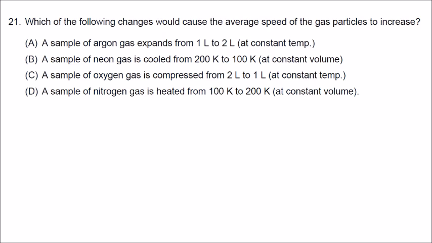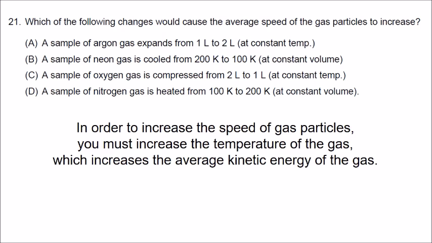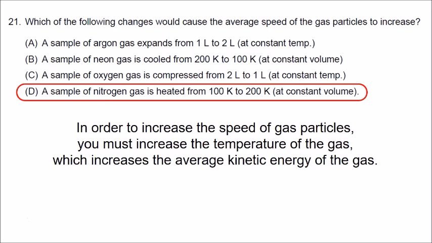Number 21. Now we're trying to increase the speed of the gas particles, and the only way we can do that is to raise the temperature of the gas, which will increase the average kinetic energy of the gas particles. So the correct answer is D, because temperature is increasing.